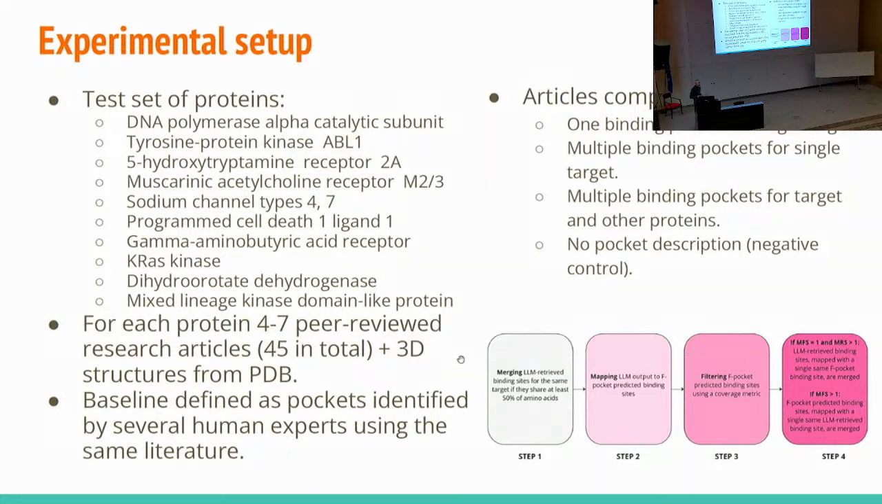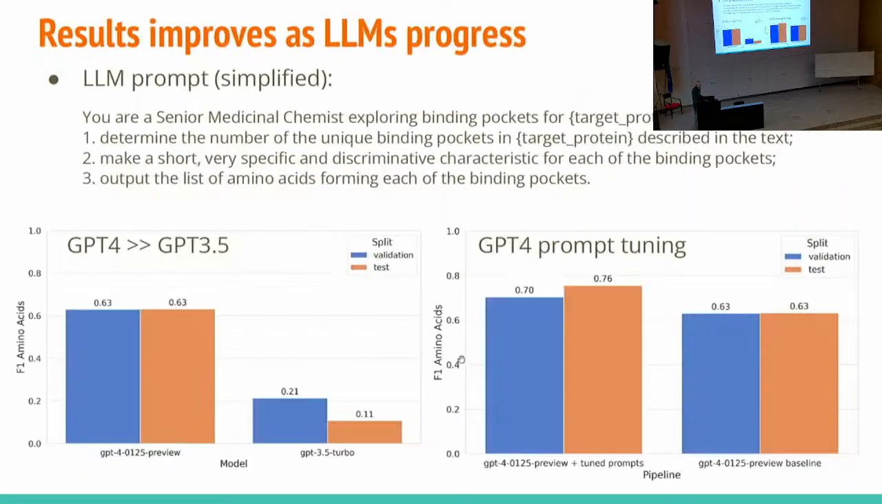So we asked several human experts to go through all these articles and to annotate the binding pockets which are described there. And after that, we were comparing the LLM results with this baseline. The LLM query is kind of like this.